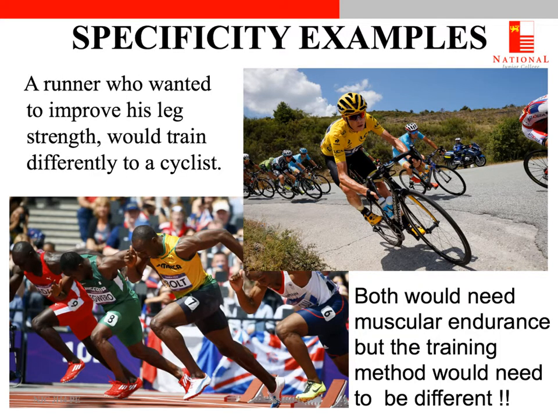Another example, runner and cyclist. Both have to train their leg strength, but you can see the training method will be very different. The cyclist will have to cycle more often, the runner will have to run. Here we're not really talking about cross training. Sometimes during off season, a runner may end up going cycling, or a cyclist may end up going swimming, but that's cross training altogether.